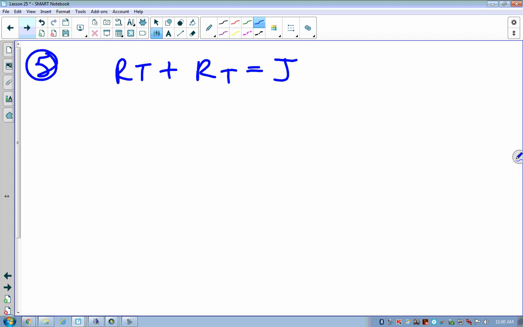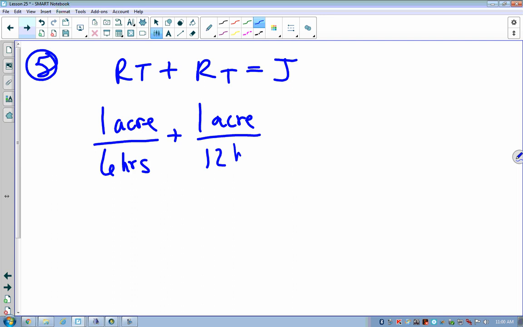Okay, so we have to look at our first rate. Our first rate is 1 acre. So we're going to do acreage over time, 1 acre per 6 hours, plus 1 acre over 12 hours. And so what we should get is a time for our jobs.